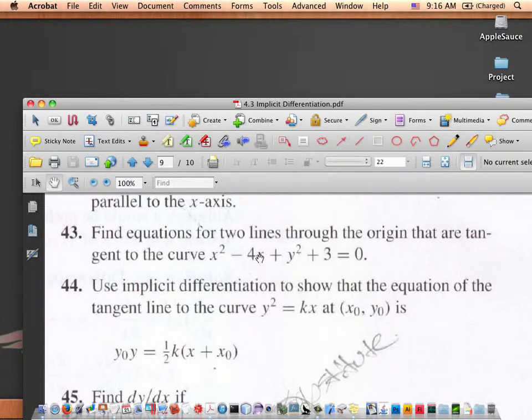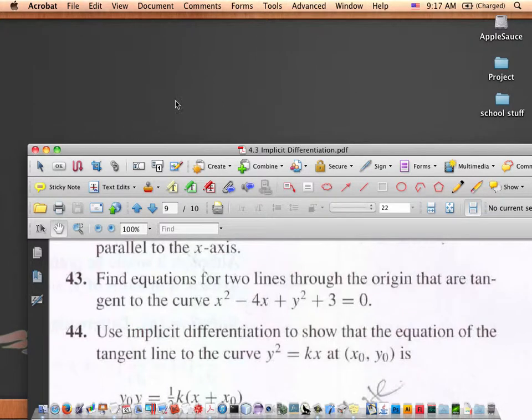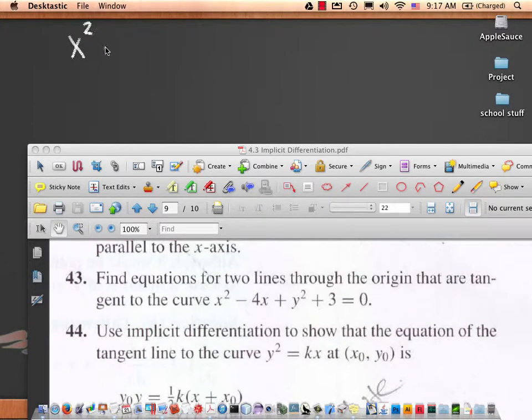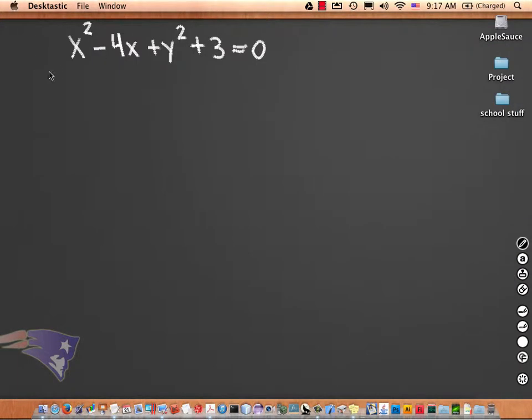Find equations for two lines through the origin that are tangent to the curve x squared minus 4x plus y squared plus 3. Find equations for two lines. So I have to take the derivative. The derivative is 2x minus 4... Now I solve for dy dx.